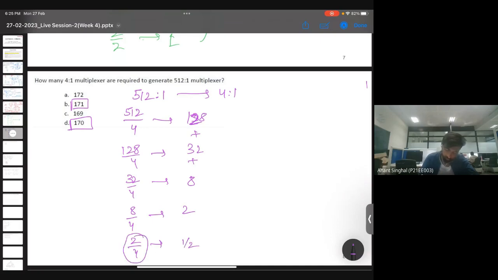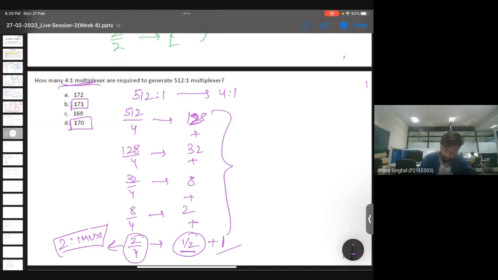So this half means that the last multiplexer that we will require can be a 2 cross 1 mux, because we only need half of the inputs of that. So since we have only 4 cross 1 multiplexer, we need to take this as an additional one. We will only use two inputs of the 4 cross 1 mux, but we need to take an extra mux for that. So if we add on these numbers, it will be nothing but 128 plus 32 plus 8 plus 2 plus 1.